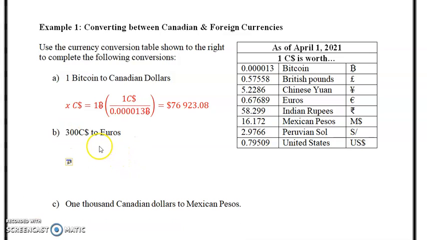The next one we have is 300 Canadian dollars, and we're going to change those to euros. So we are looking for X number of euros. I'll just use the symbol for euros instead of writing euros. You can write euros, you can do whatever you want. I'm just going to put in the euro symbol like that. Again, you can write it however way you wish. And that's equal to 300 Canadian dollars multiplied by the conversion factor.